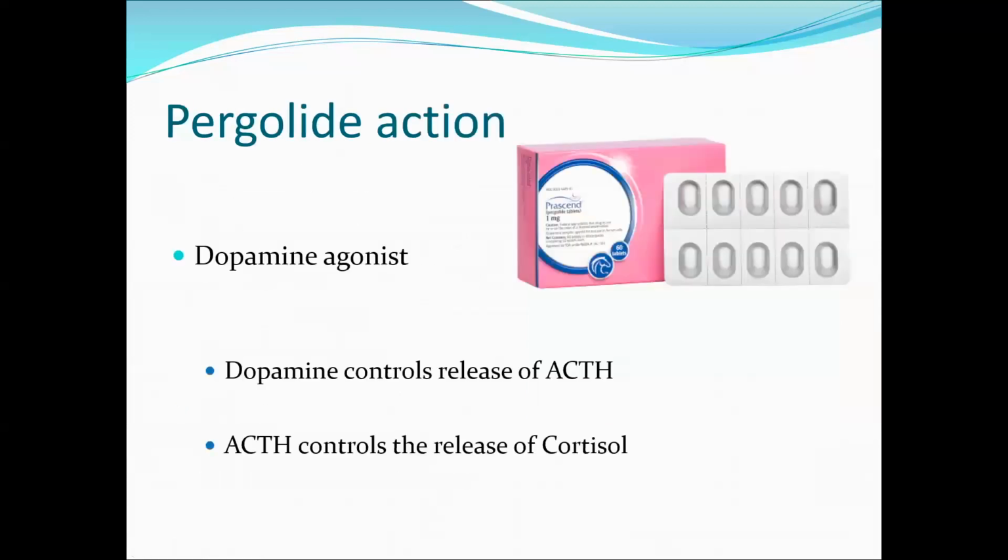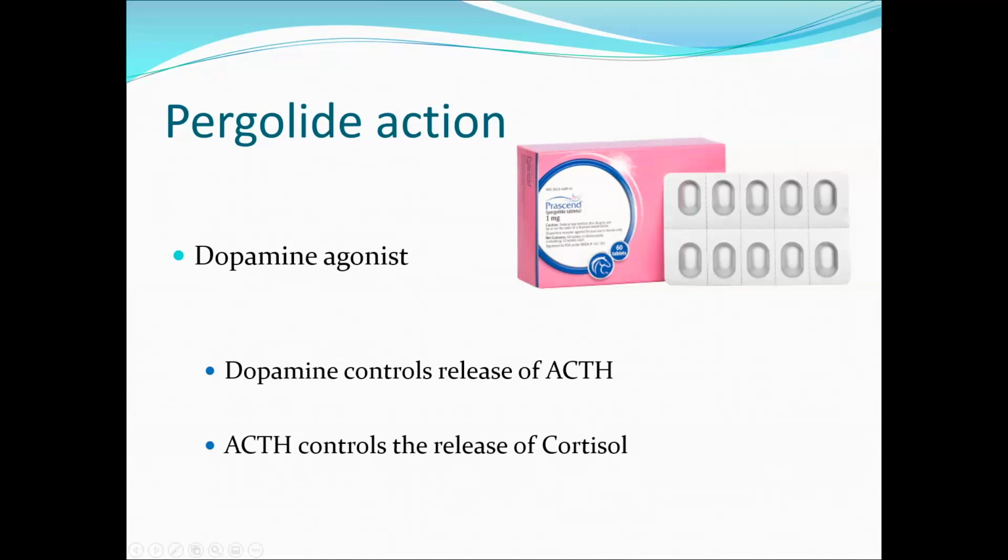All right, so this is the drug that's currently available. It's called Prascend. Active ingredient is Pergolide. It is a dopamine agonist. So our dopamine controls the release of ACTH, which was the hormone we were measuring in the blood. And that ACTH is what's controlling the release of cortisol. So if we give them this dopamine agonist, it says stop producing ACTH. And if they don't have ACTH, they're not producing excessive cortisol. Does that make sense?